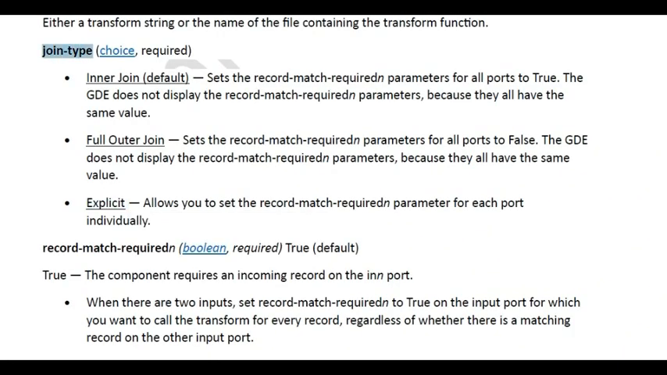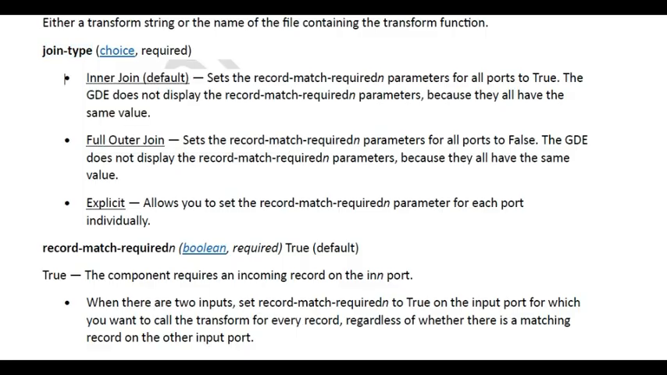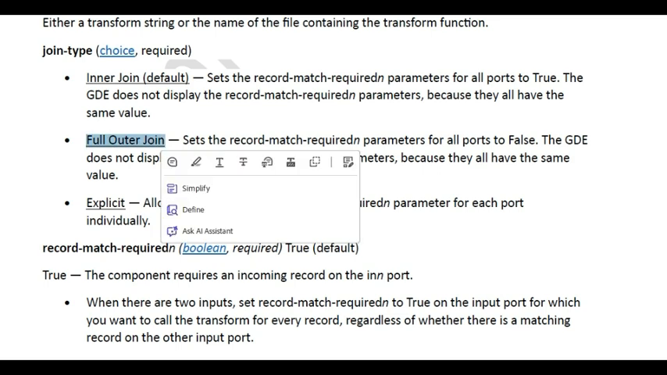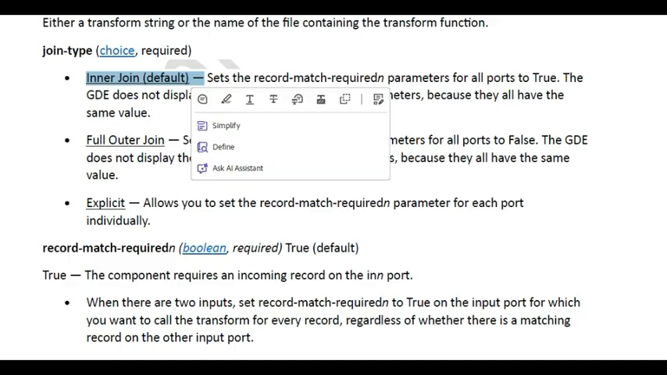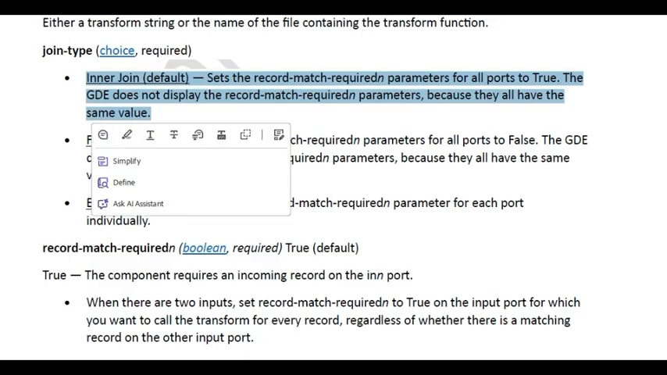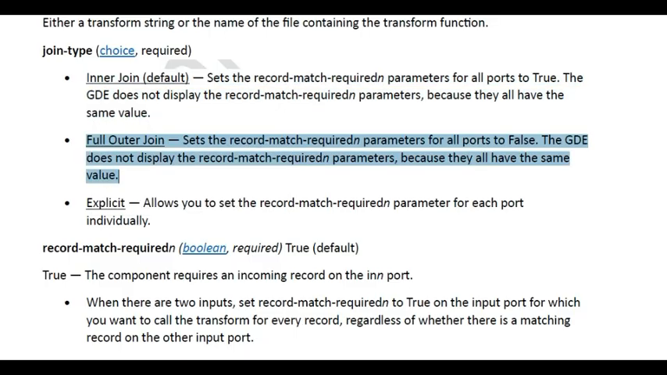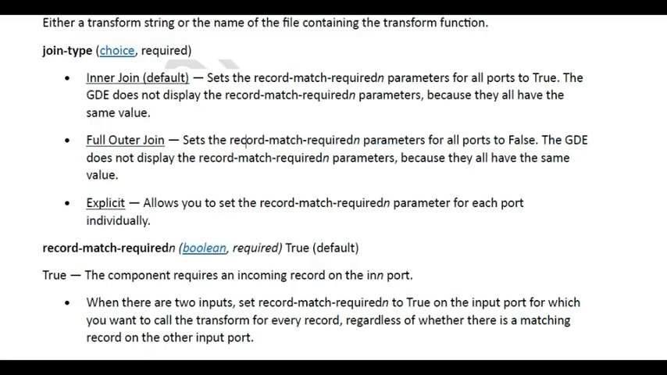And the next parameter we discuss is join type. In the Ab Initio join component we have 3 types of join: inner join, full outer join, and explicit. Inner join is our default. This inner join will work based on your key matching, so based on your key matching, it will generate one output record. And in full outer join, wherever the keys are not matching, those records will also be generated in your output.